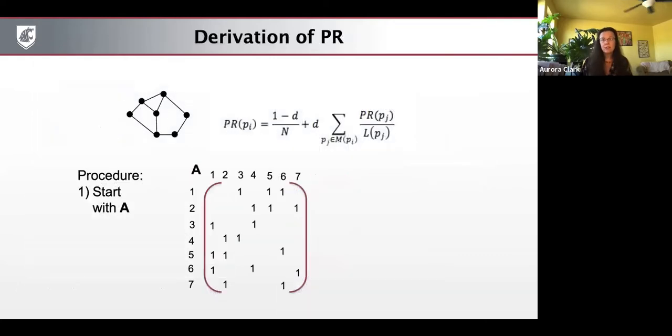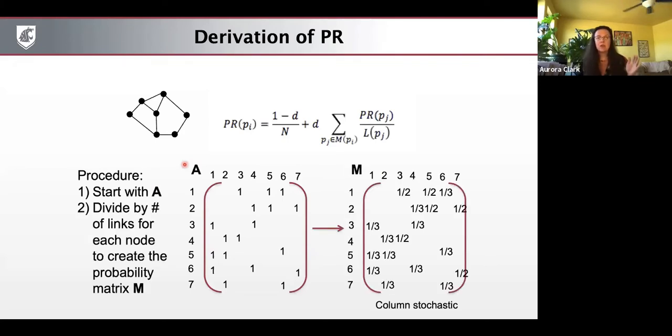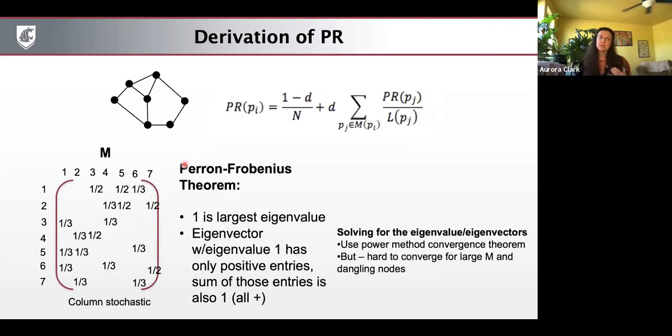which has been very useful. I'm just going to go briefly through the derivation of PageRank just to illustrate why it's useful in a chemistry context. PageRank is derived from the adjacency matrix, and then we divide it by the number of links for each node to create a probability matrix. And so this probability matrix M is column stochastic, which is really nice because it allows us to leverage the Perron-Frobenius theorem. So one is the largest eigenvalue, and the eigenvector that has eigenvalue 1 will only have positive entries, and the sum of all of those entries is 1.